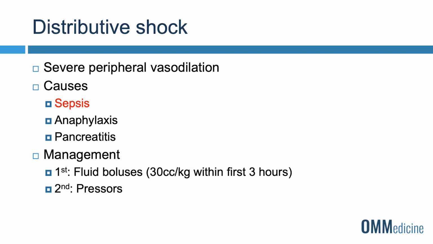So the treatment of distributive shock is going to be very similar to that of hypovolemic shock, meaning that we will first start with fluids. Typically we'll bolus 30 cc's per kilogram, and that's going to be administered over the first 3 hours from the onset of shock. And then if fluids are not adequate at managing the hypotension and the shock, then we will use pressors, things like norepinephrine or epinephrine. It's also important to point out that if the patient is having distributive shock from something like anaphylaxis, then obviously we would want to use epinephrine to treat the anaphylaxis and hopefully resolve the distributive shock as well.